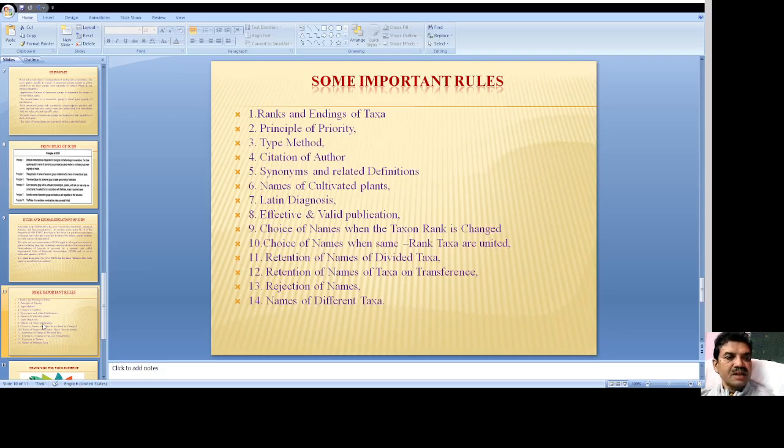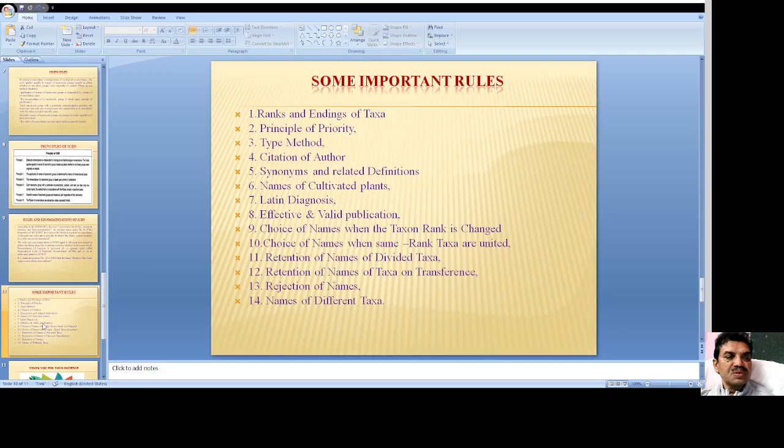When the issue of priority arises, the principles of priority are applied. Then there are different kinds of types that I have already mentioned, like holotype, isotype, syntype, right? So different kinds of types have been explained. Then every scientific name must be accompanied by its author's name in abbreviated form. For example, Mangifera indica L. So Mangifera indica is the scientific name of mango, but it was first proposed by Linnaeus.